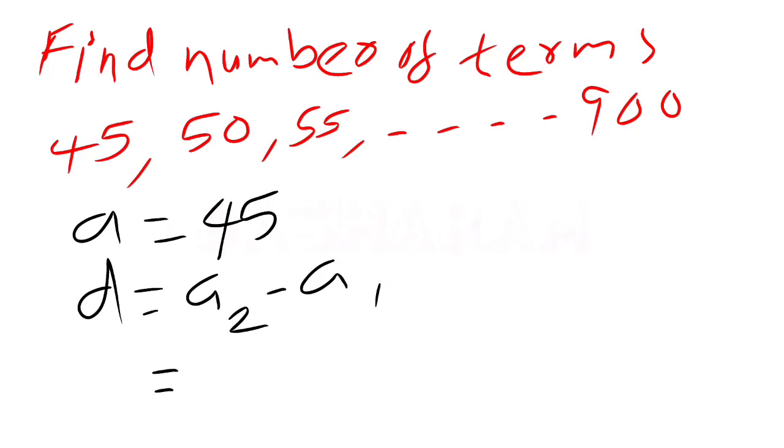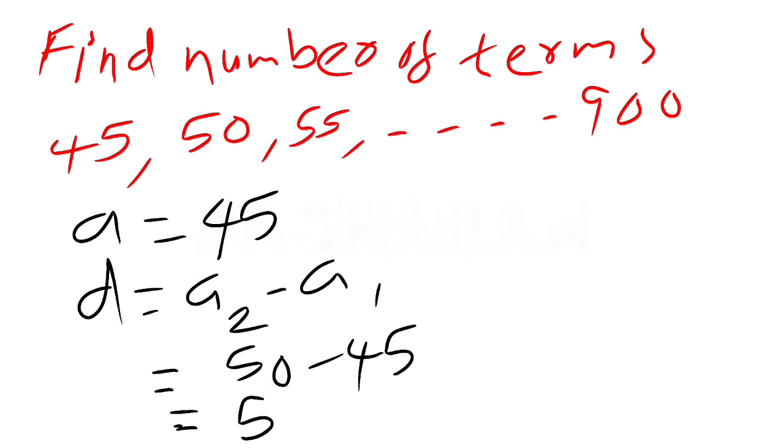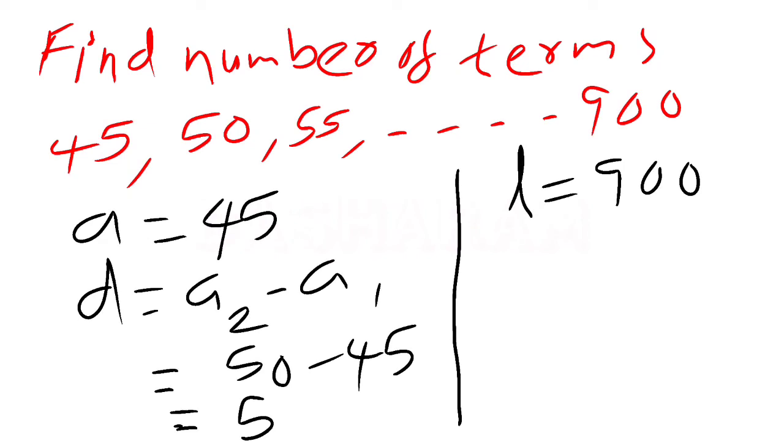So it is equal to 50 minus 45. 50 minus 45 is equal to 5. So now to find out the number of terms in this, we equate the last term, that is 900. So the last term formula, an, so an equals 900.